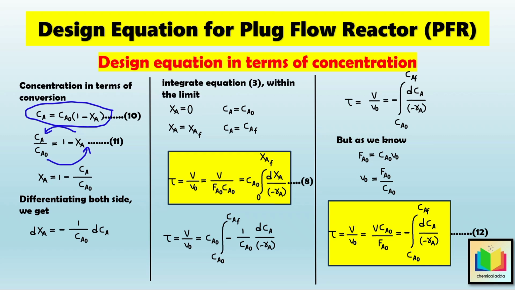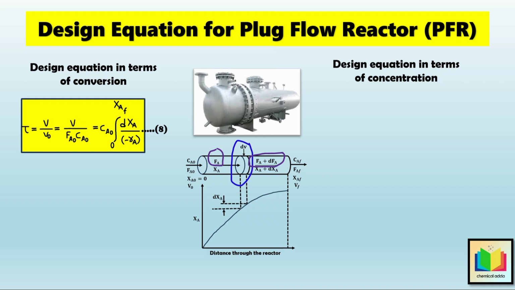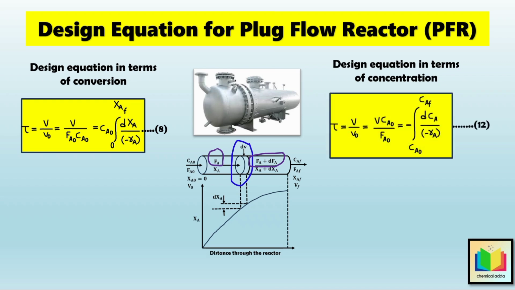So, this is the performance equation for a plug flow reactor in terms of concentration, which can also be used to determine reactor size or time. So in this way, we get the design equation for plug flow reactor in terms of conversion and concentration as. Now, let's understand this equation graphically.